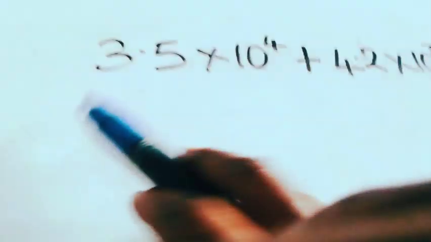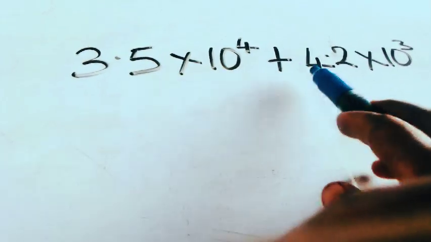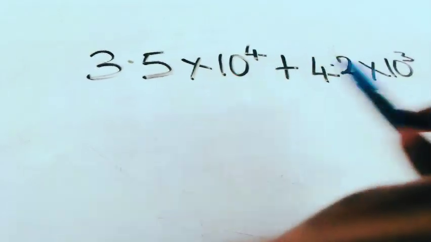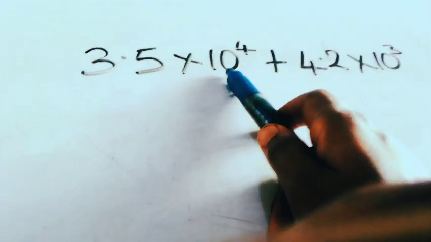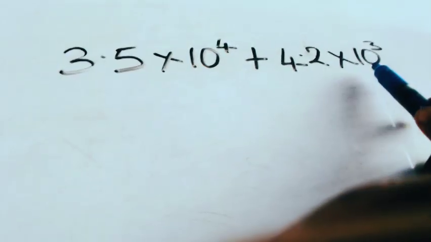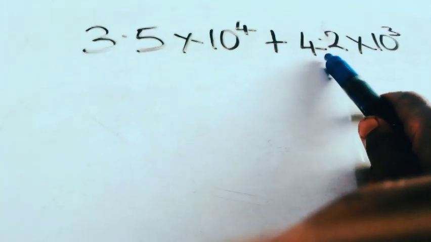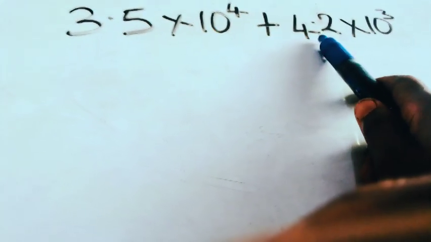Look at this example: 3.5 times 10 raised to the power 4 plus 4.2 times 10 raised to the power 3. Can you observe that the powers of 10 are different? This one has been raised to the power 4, while this one has been raised to the power 3. So you cannot just add this and this. You have to first of all bring the two of them to the same power.